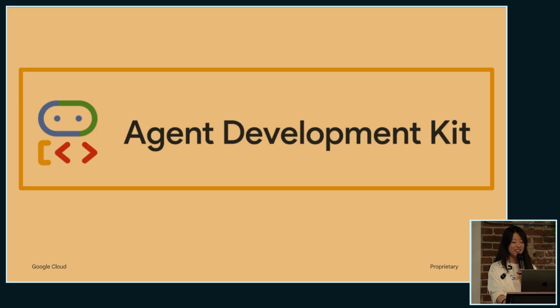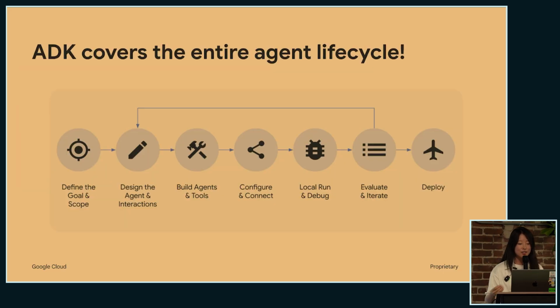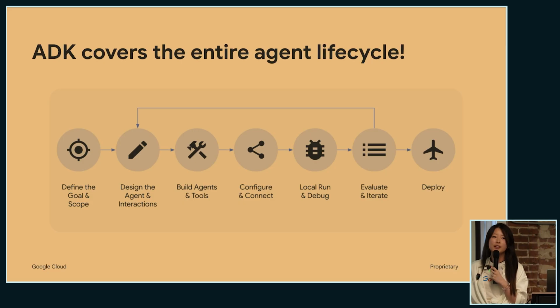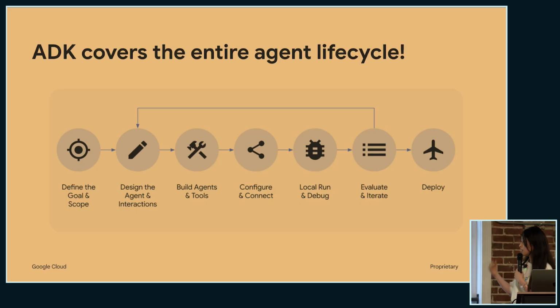Yeah, cool. So a quick introduction of ADK. ADK covers the whole agent lifecycle. It covers everything from defining the goal and scope to building the tool. We also have a very cool ADK web UI, which you're going to see really soon. You're also going to see how we do local debugging and local run. You can also run programmatically and easily evaluate. ADK has built-in evaluation as well. And you can easily deploy to Vertex AI Agent Engine, which manages auto scaling for you.